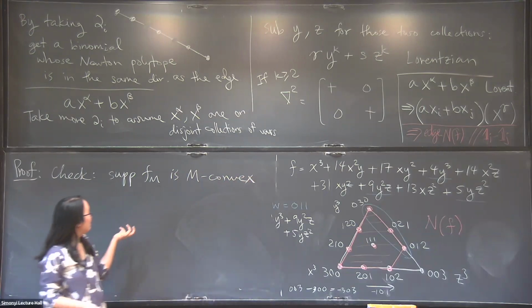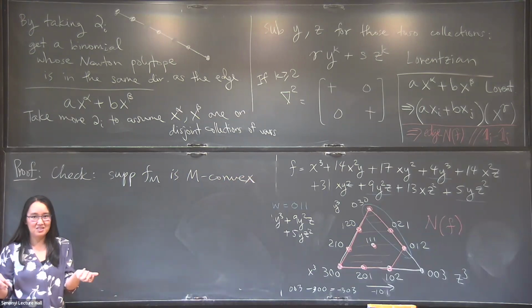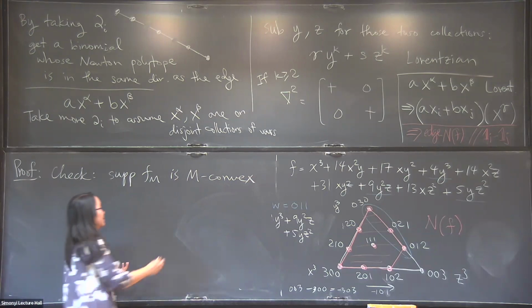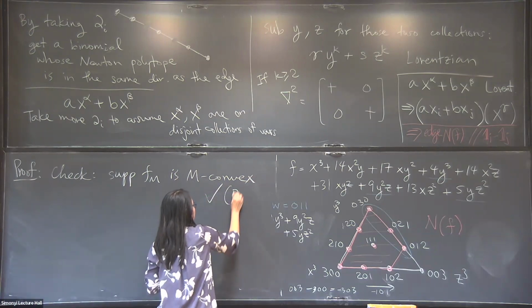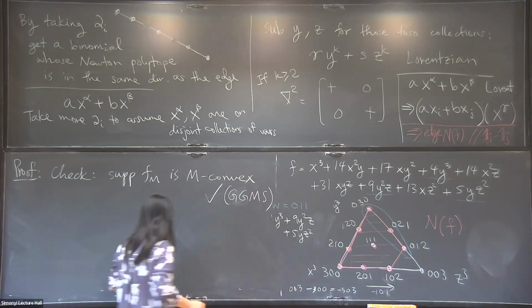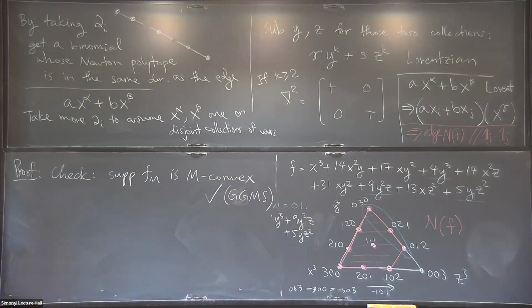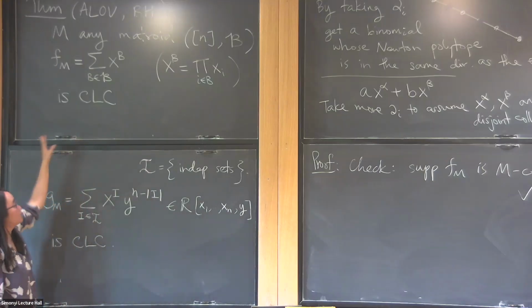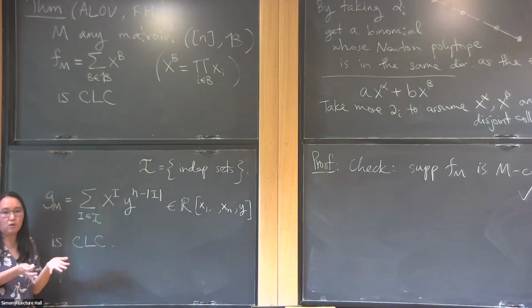The support of F_M consists of all the 0-1 vectors corresponding to the bases, and this is true by the result I mentioned, of Gelfand, Goresky, MacPherson, and Serganova. Now we have to check the log-concavity of the partial derivatives. Let's think about what happens if you take a partial derivative of this basis generating polynomial with respect to x_1. What happens to the matroid? This was on the first day exercise sheet. Anyone remember?